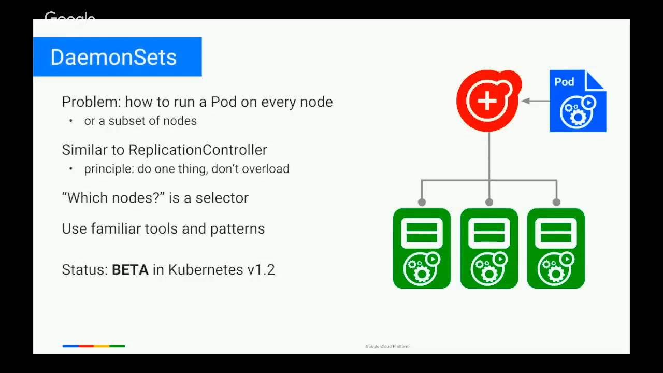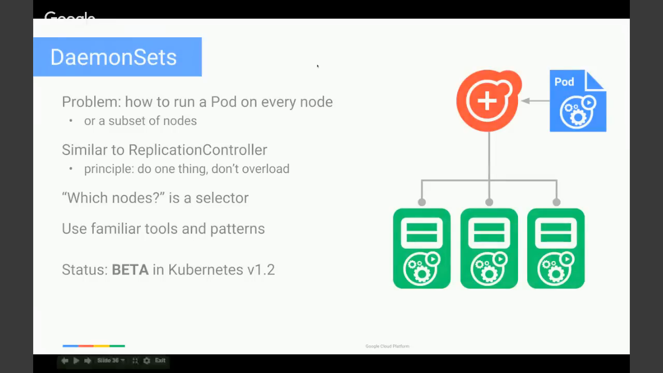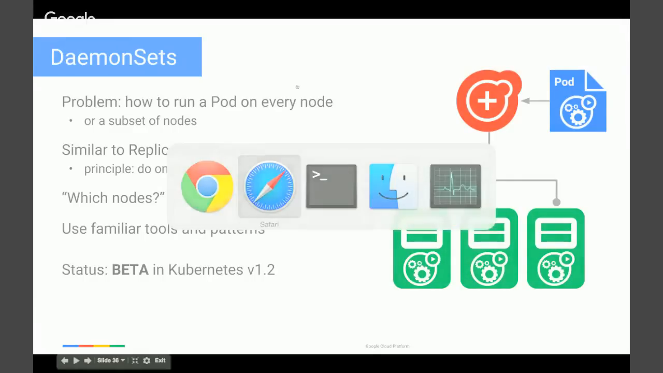So for all of you who want to run some piece of infrastructure on every machine in your fleet, but you only want to run it once, this is what is going to guarantee you that ability. And this is a beta object in Kube 1.2. Bring me to my demos.